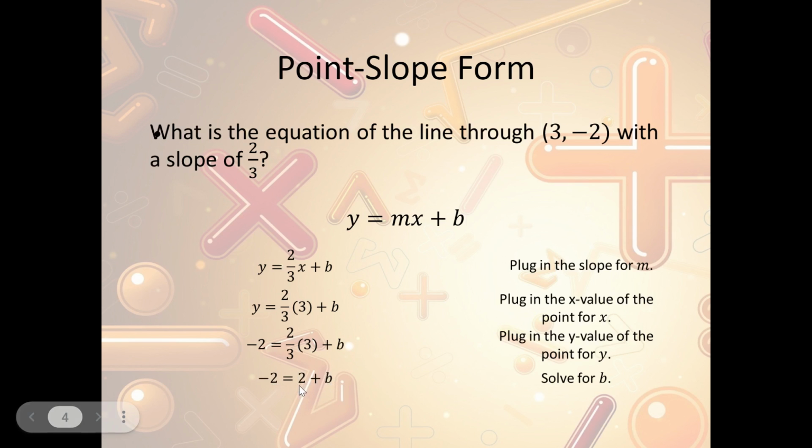Now we just solve by subtracting 2 from both sides. And we're left with b is equal to -2 minus 2, which is -4. So b is -4. So that is the y-intercept. Now we can put that into the equation. So we have y = 2/3, because that was our slope, x, and b is -4, so that's our equation.